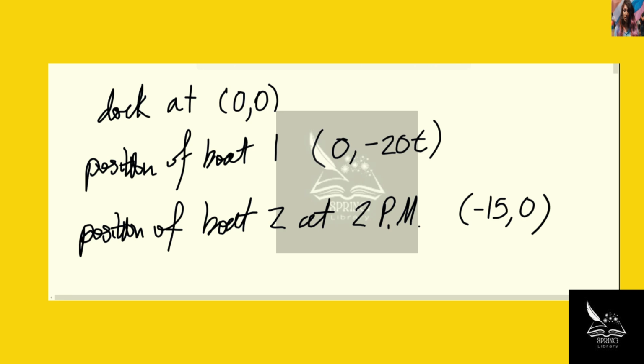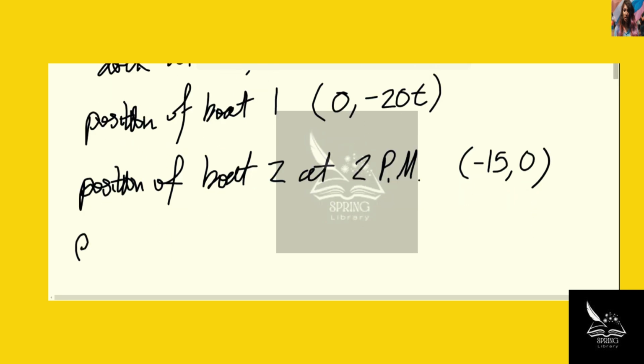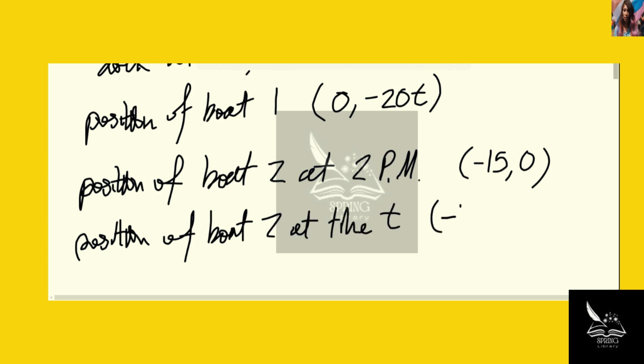And we're told the position of boat 2 is changing with time because it is moving east with a speed of 15 kilometers per hour. Therefore, its position at any time t is (-15 + 15t, 0).